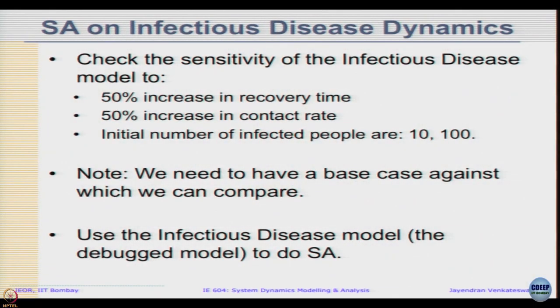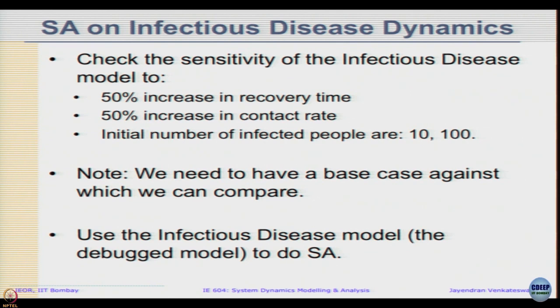Let's take the first example, infectious disease dynamics. It builds on the debugged disease model that we had yesterday. Now, we would like to check the sensitivity of the infectious disease model to, say, a 50% increase in recovery time or 50% increase in contact rate, and to the initial number of infected people. Instead of 1, it can be 10 or 100. We want to see what happens to the dynamics, and we need a base case against which we want to compare the same.